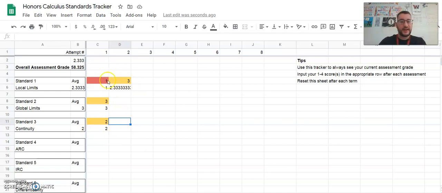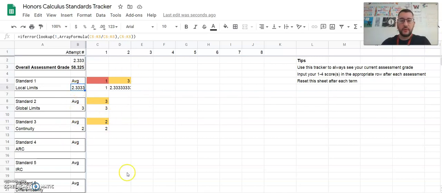So now if you look at your grades, you have a separate grade for each of the 3 standards. You have a 2.33 repeating for local limits, a 3 for global limits, and a 2 for continuity. Your overall grade is still a 58. The reason it's still a 58 is because in order to calculate your overall grade, when you have multiple standards, we find the median of all of these average numbers. And the median is the middle number when you sort them from least to greatest. So the least number is a 2, the middle number is a 2.3 repeating, and the highest number is a 3. So the median of those is the 2.3 repeating.